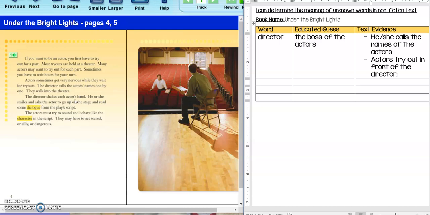The director shakes each actor's hand. He or she smiles and asks the director to go upstage and read some dialogue.